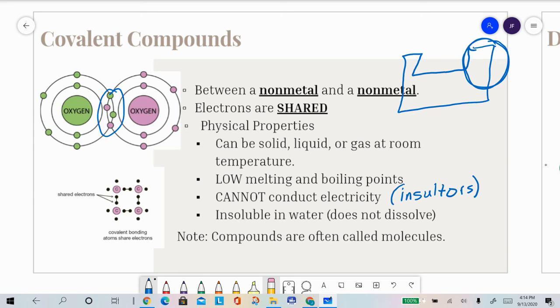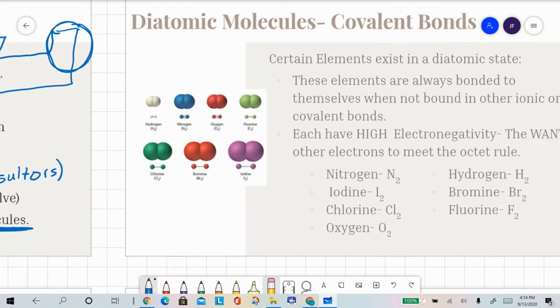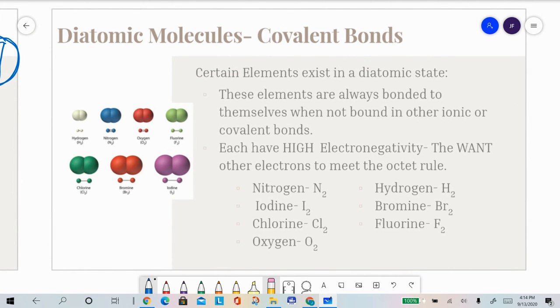A lot of times, covalent compounds are called molecules, and we're going to look at a specific type of molecule, which is a diatomic molecule. Diatomic molecules are still a covalent bond. They're just kind of special ones.